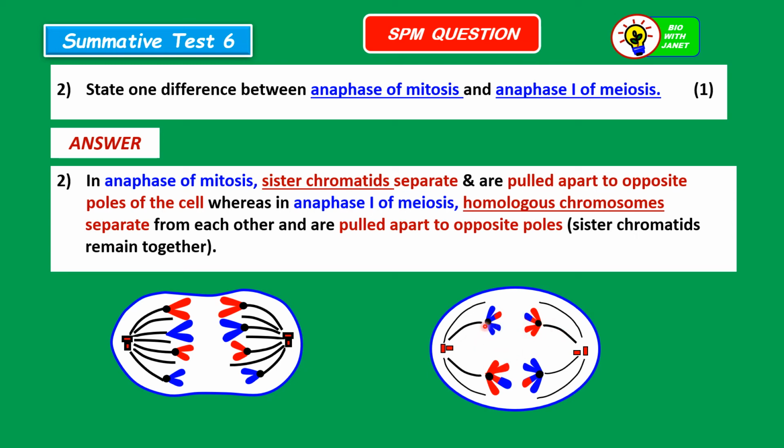Okay, this copy of the short chromosome separates from this copy of the short chromosome. Same for the long chromosome too. This long chromosome separates from the other copy of the long chromosome. So try and memorize this difference, right? For anaphase of mitosis, it is the sister chromatids that separate from each other and are pulled apart to opposite poles of the cell. But for anaphase 1 of meiosis, homologous chromosomes separate from each other and are pulled to the opposite poles of the cell.